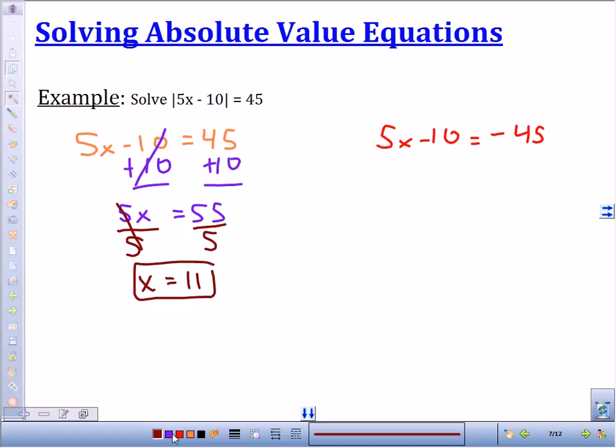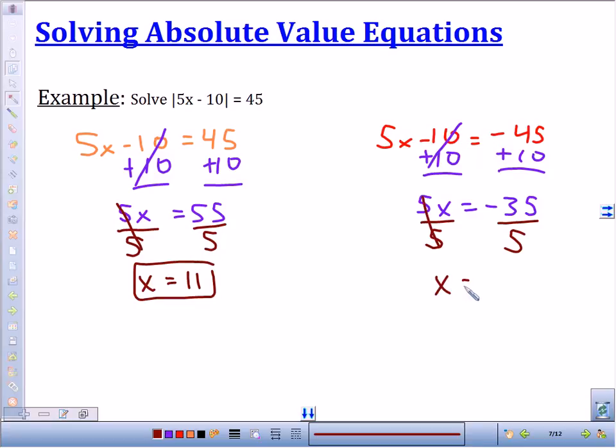I still need the other answer. So on the other side, I have 5x minus 10, same steps, right? I'm going to add 10. I end up with 5x equals negative 35 in this case, because negative 45 plus 10 is negative 35. And just like before, I divide by 5, and I get x equals negative 7. Both of these are solutions to this equation.